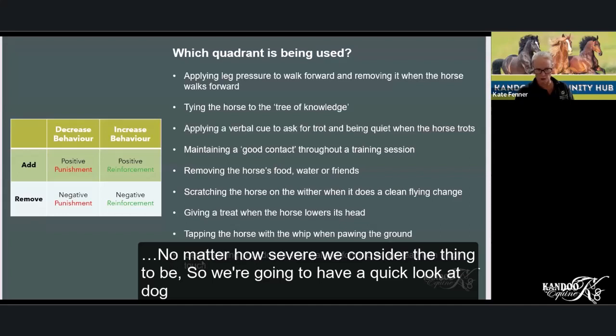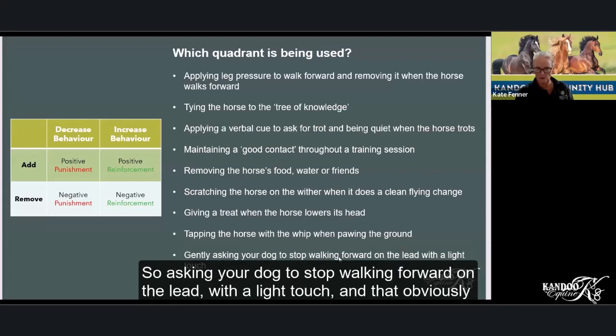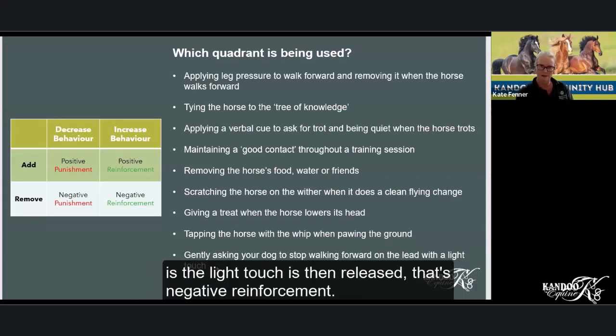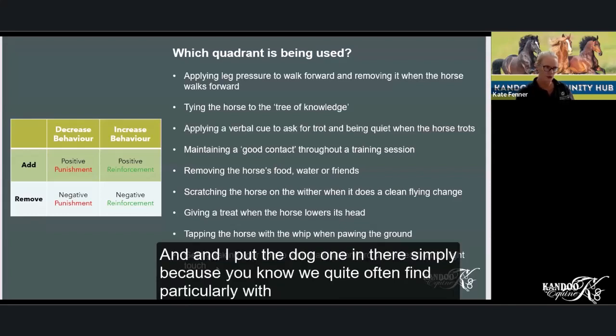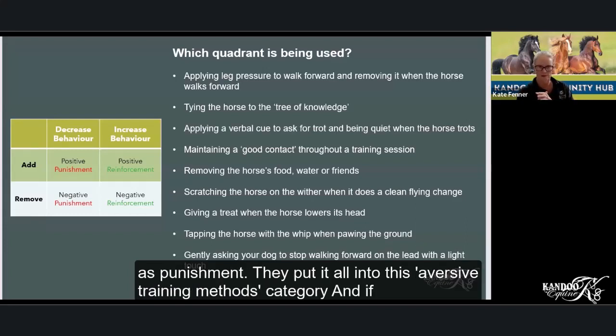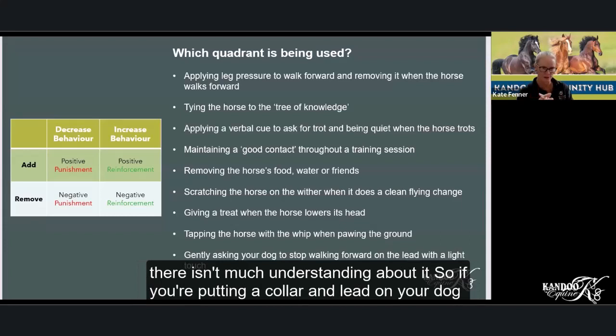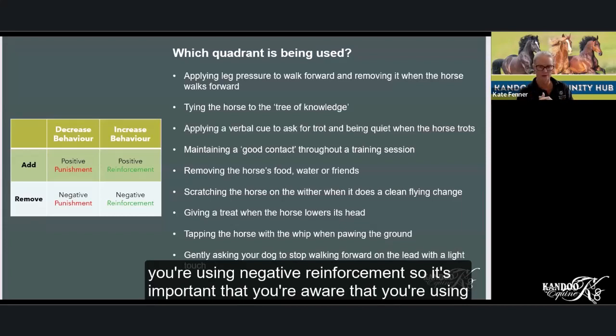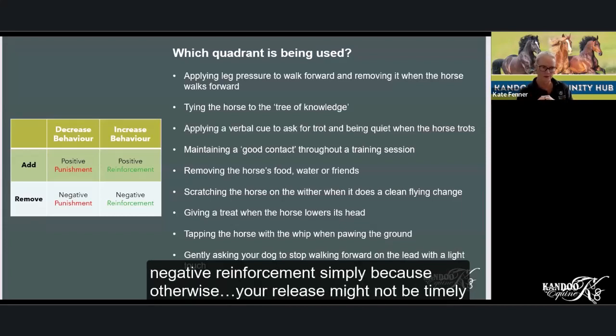So we're going to have a quick look at dogs. Asking your dog to stop walking forward on the lead with a light touch, and that light touch is then released, that's negative reinforcement. And I put the dog one in there simply because we quite often find, particularly with dog training, that they classify all negative reinforcement as punishment. They put it all into this aversive training methods thing, and there isn't much understanding about it. So if you're putting a collar and lead on your dog, you're using negative reinforcement. So it's important that you're aware that you're using negative reinforcement, simply because otherwise your release might not be timely.